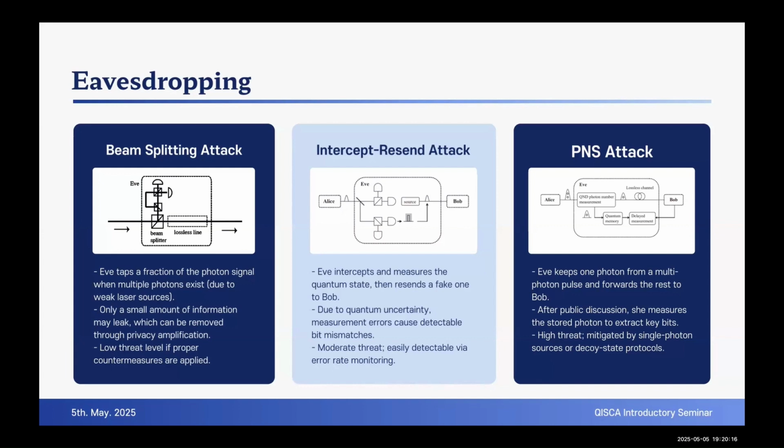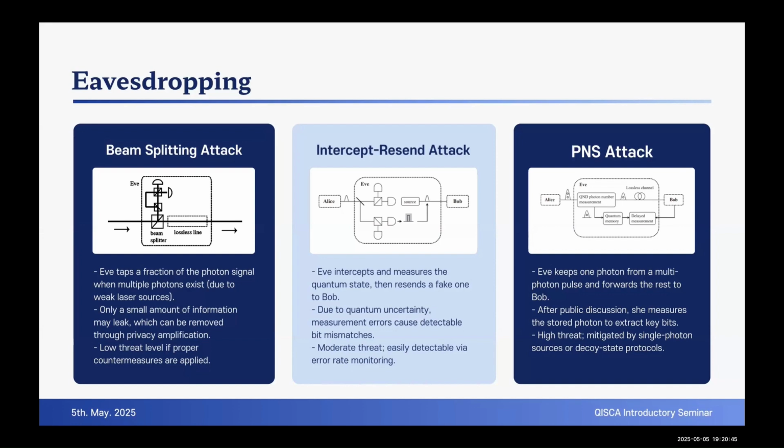Next, we have the intercept-resend attack. Here, Eve intercepts and measures the quantum state, and then sends a fake one to Bob. Because of quantum uncertainty, her measurement introduces errors which can be detected by Alice and Bob through increased bit error rates. So this is considered a moderate threat and is usually caught by error rate monitoring.